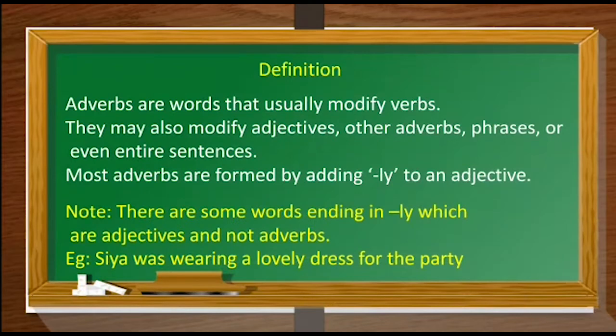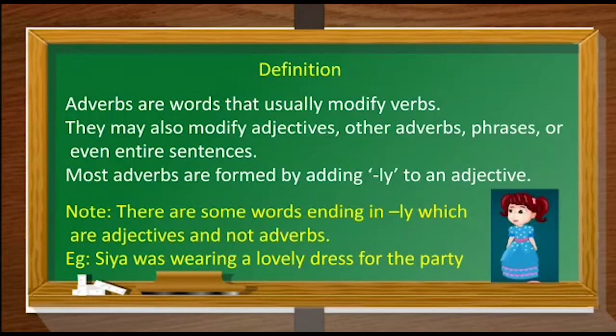Yes, there are some adjectives which also end with ly, like lovely, as in a lovely dress. So, lovely is an adjective, but it ends with ly, so we should not get confused and think it is an adverb. There are some words ending in ly which are adjectives and not adverbs. Sia was wearing a lovely dress for the party. Here, lovely is an adjective which describes the noun dress and it does not describe the verb wearing. Understood, children? So, what a lovely dress.